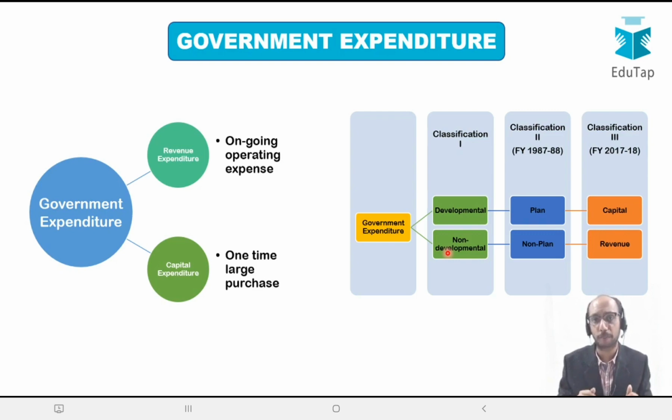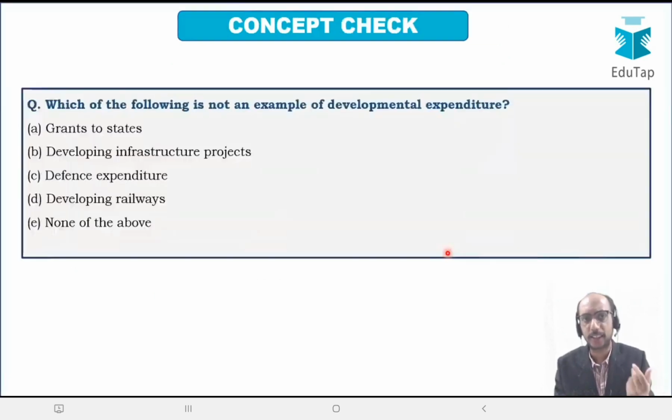I request you to bear with me. But you have to keep this in mind: developmental eventually became plan, plan eventually became capital, non-developmental eventually became non-plan, non-plan eventually became revenue. We will be discussing more about this going ahead. Let us take our discussion ahead.